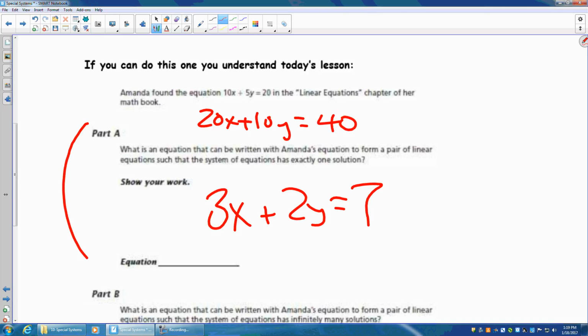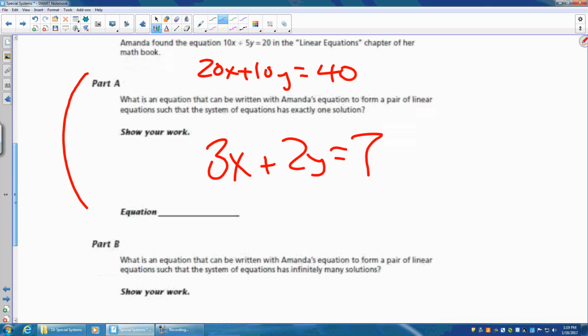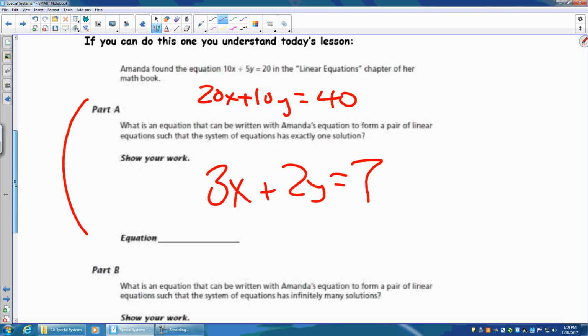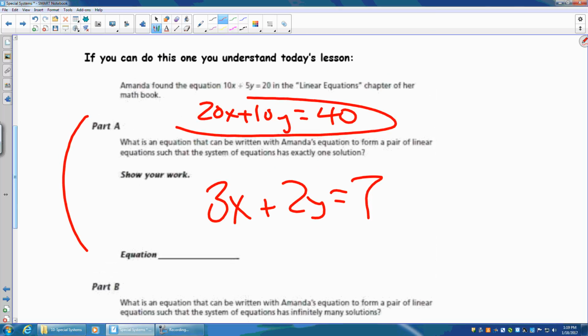Part B says, what is an equation that can be written with Amanda's equation to form a pair of linear equations so it has infinitely many solutions? That would be this guy up here. Because what did I multiply everything by with this one to get this guy? Obviously just 2, okay? So that's part B.